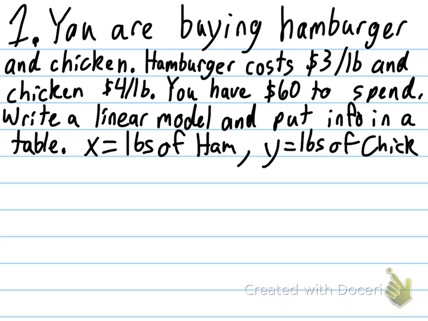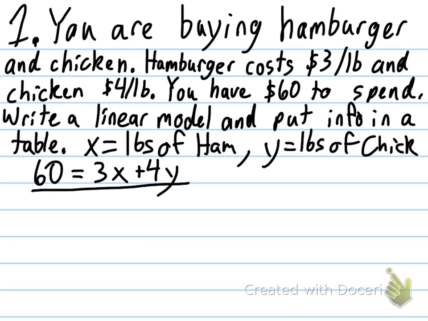And if we look at this, we know that we can spend a total of $60. And we know that total of $60 is going to equal our hamburger plus our chicken. And we need to put some numbers in front of our hamburger and chicken, and that is their price. We know that hamburger costs $3 per pound and chicken costs $4. So there we go. We now have a linear model to represent our problem.